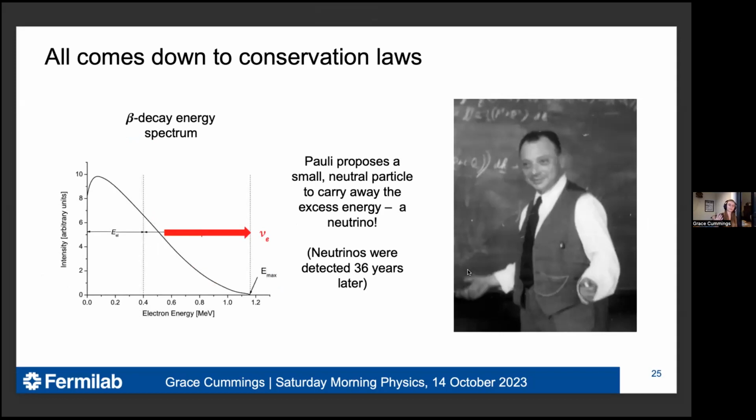So because of this, Pauli proposed that a small neutral particle must actually be carrying away the excess energy in this interaction. He was like, okay, this transition must be quantized. The electron clearly isn't carrying all of the energy, so something else must be carrying it away. And from that, he proposed the existence of the neutrino. That electron neutrino must be what's carrying away the rest of this energy. And then, of course, 36 years later, neutrinos were actually detected. So this is how a fundamental idea of a conservation law, just conservation of energy, directly leads to the postulation that a new particle existed.